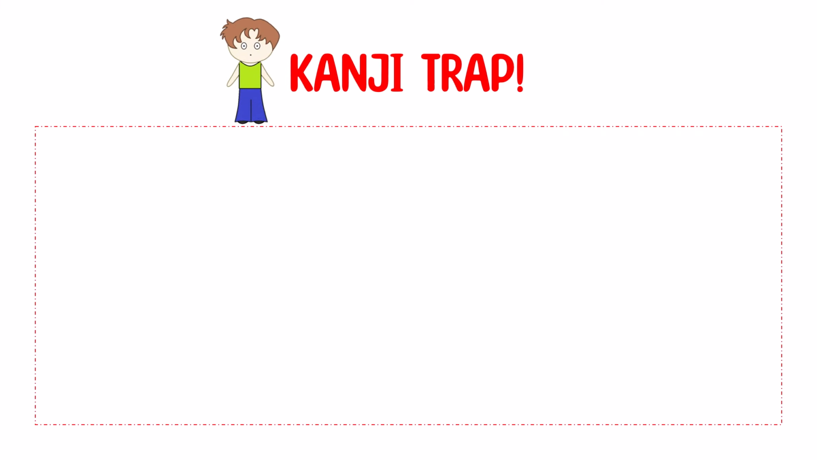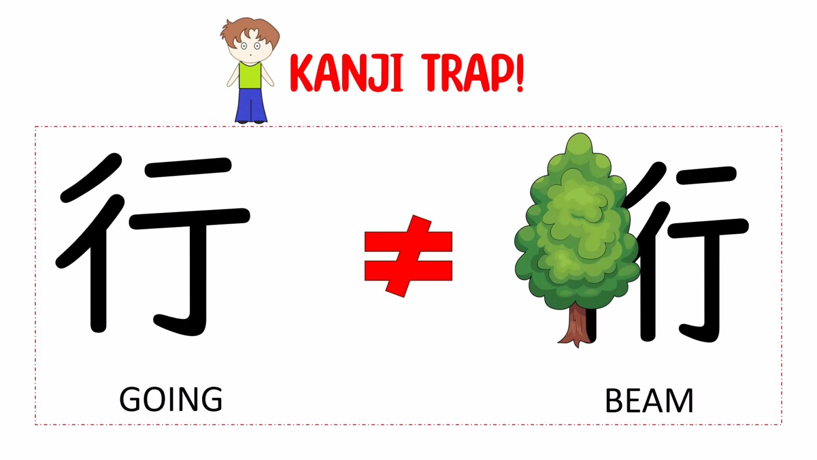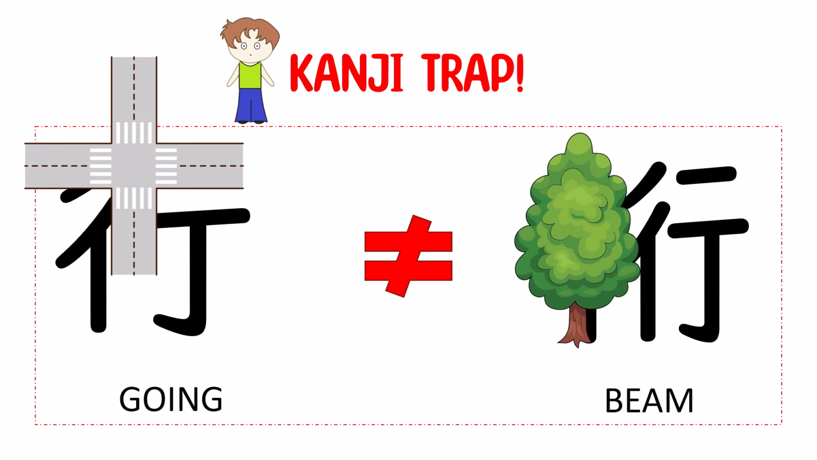Do not confuse going with beam. As you can see, beam has the extra tree. Going is that left and right crossroad.